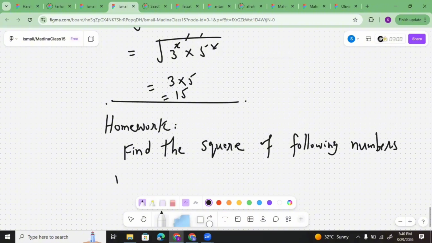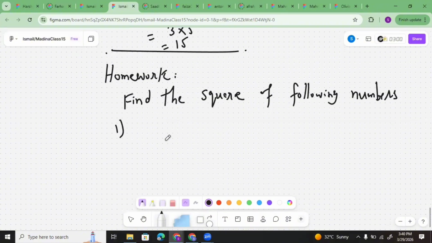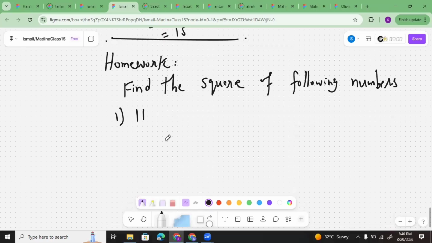Okay. For example, if I write a number, say 11, we need to find the square, and 13. Is it clear? Then the second question is: find the cube of the following numbers.